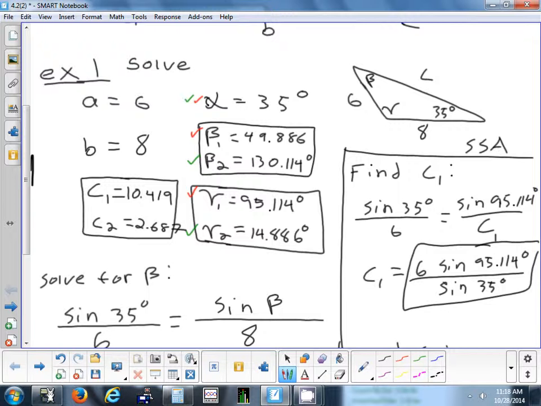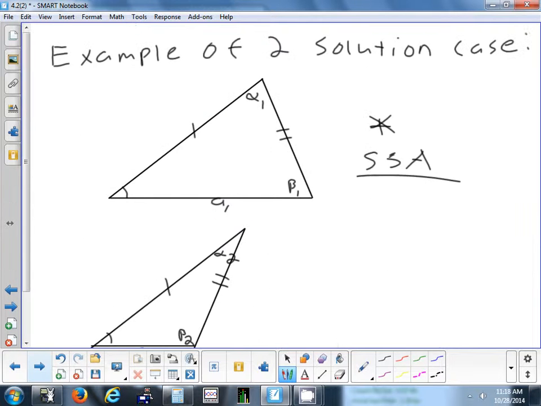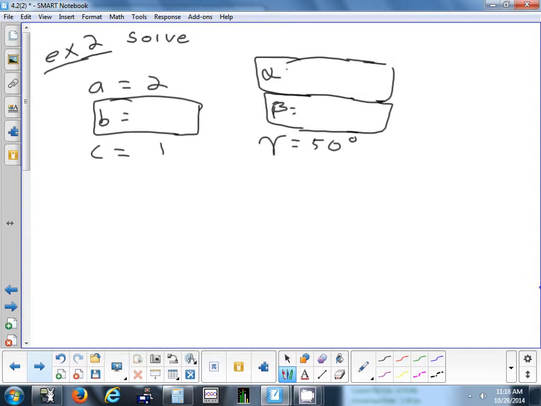Good. Everything's good there. Okay, so that's the worst possible problem you can have for law of sines, the two solution case. Any question on that? All right, so we've looked at the one solution, the two solution.